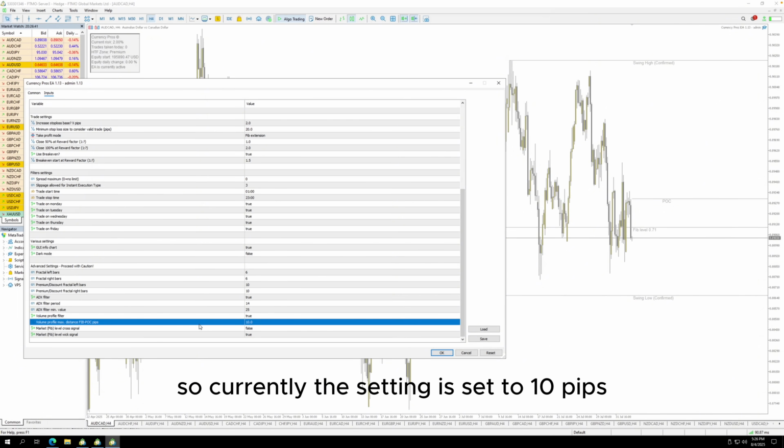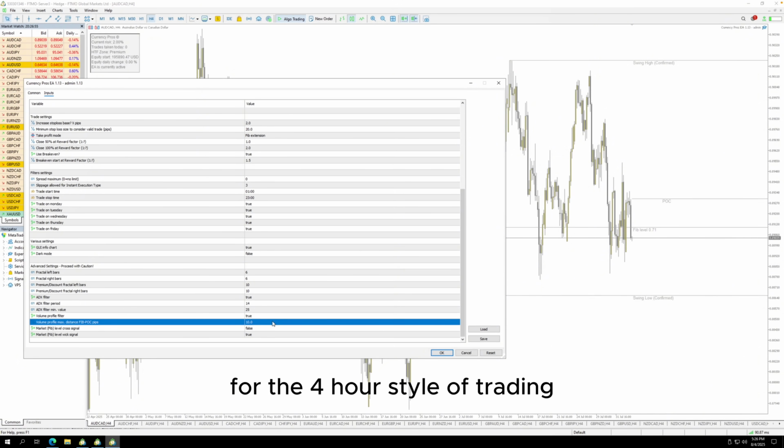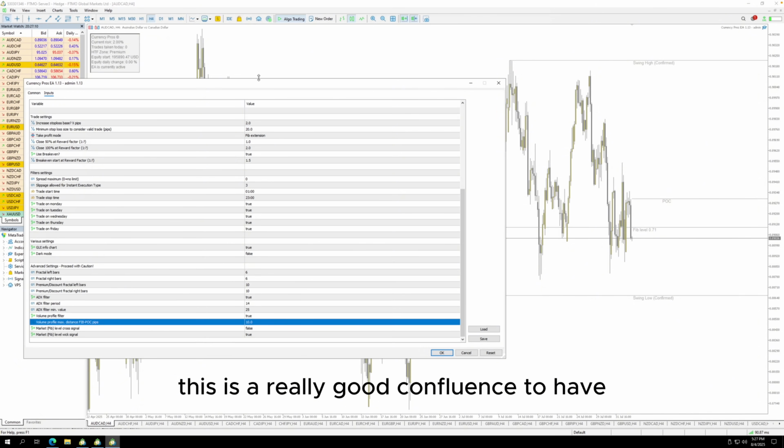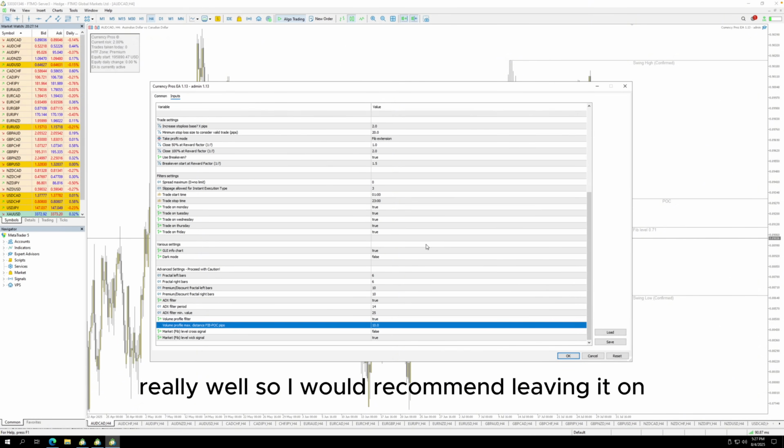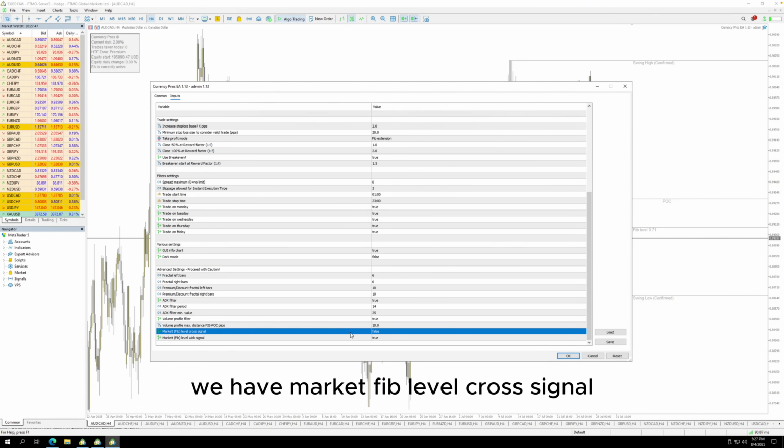So currently the setting is set to 10 pips, which means the point of control line has to be within 10 pips above or below the Fibonacci level. You can adjust this to less if you'd like, but we have it by default set to 10 pips for the 4-hour style of trading. For the 15-minute style of trading, we do have smaller, tighter settings. This is a really good confluence to have, and it's helping the EA perform really, really well, so I would recommend leaving it on.